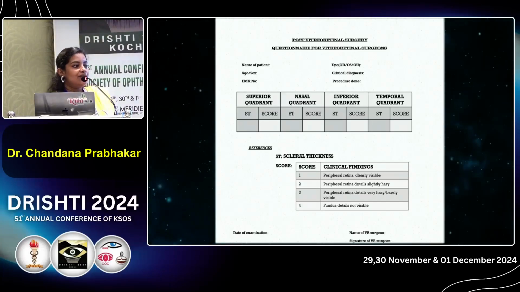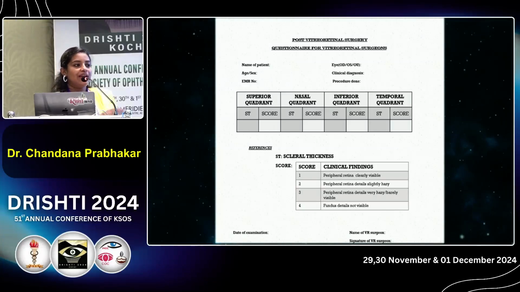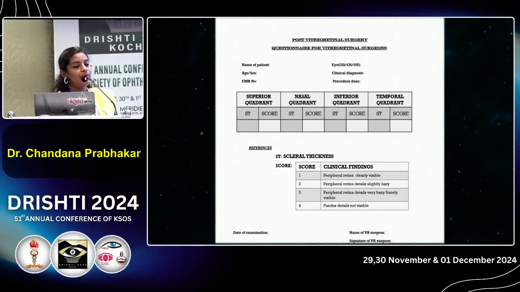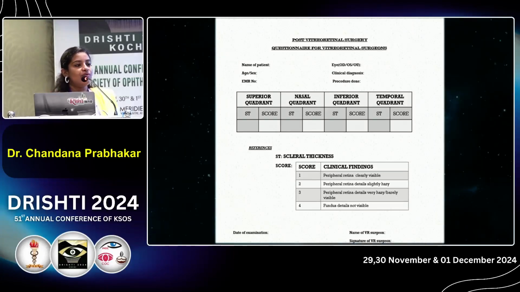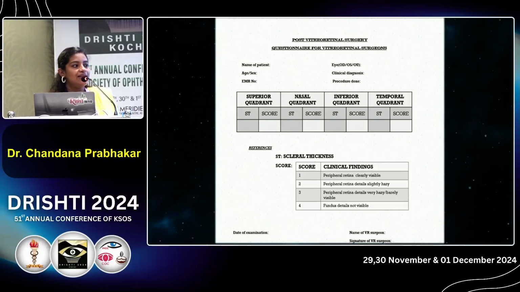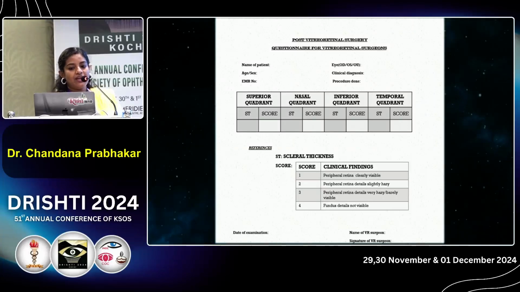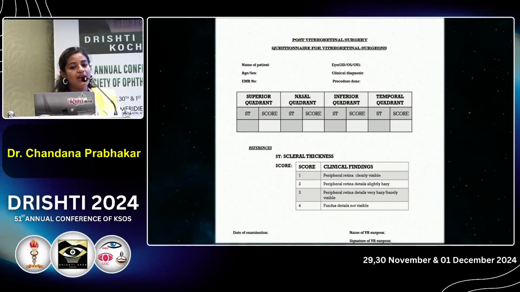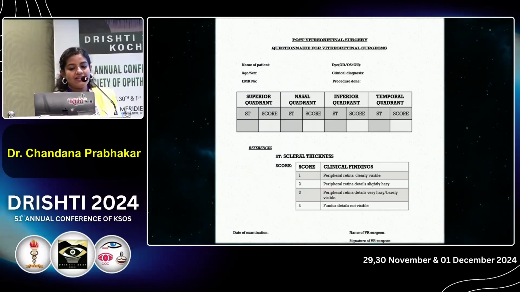The vitreoretinal surgeon used Lumi Indent while performing the surgery, and post-surgery the questionnaire was answered by the VR surgeon. The scleral thickness was already entered in the data, and the vitreoretinal surgeon had to enter the score according to the visibility he had in the OT. The scoring system was: score 1 for peripheral retina clearly visible, 2 for slightly hazy, 3 for barely visible, and 4 for fundus details not visible.